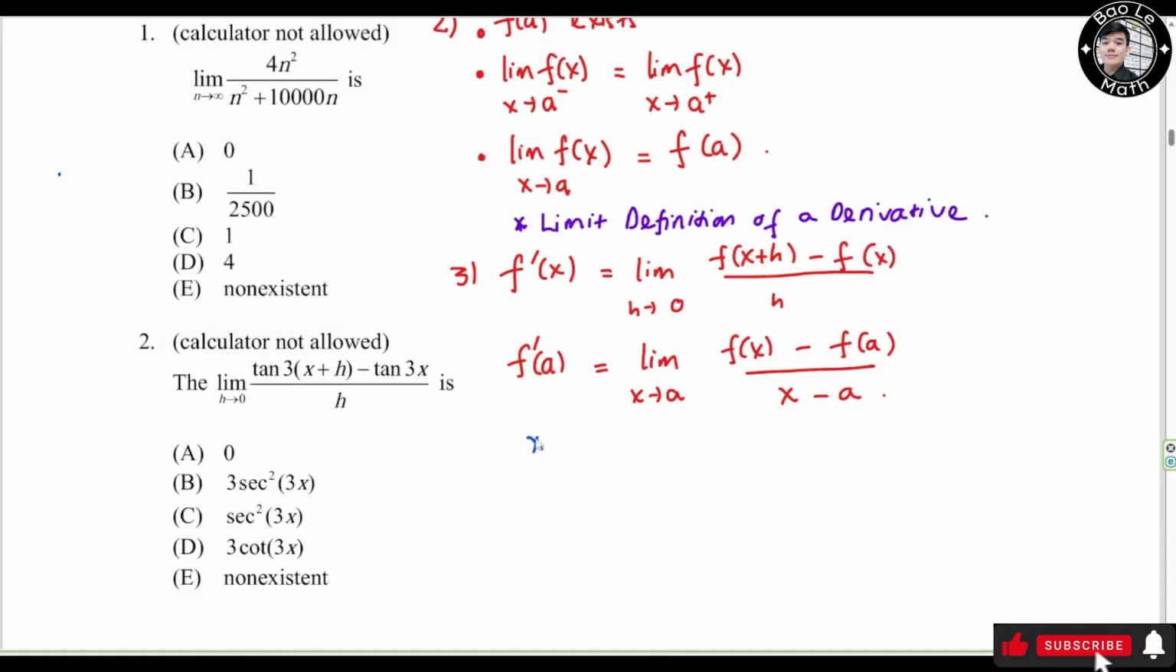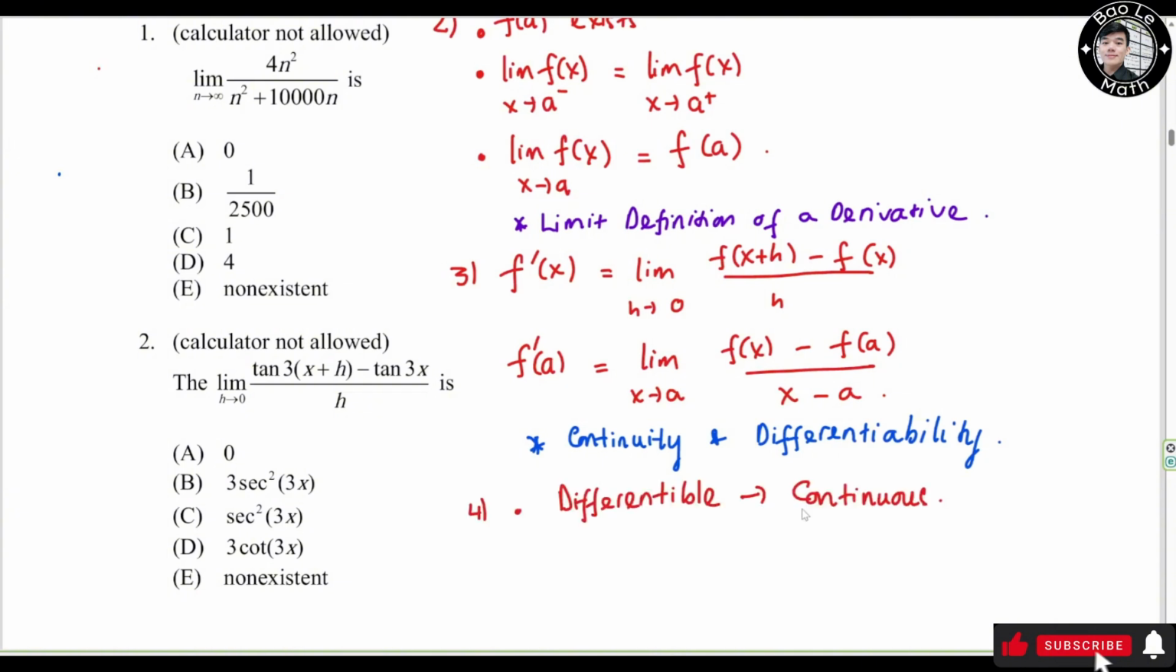Now number 4, we're going to talk about continuity and differentiability. If a function is differentiable at a point, then it is continuous at that point. If a function is continuous, then it may not be differentiable.